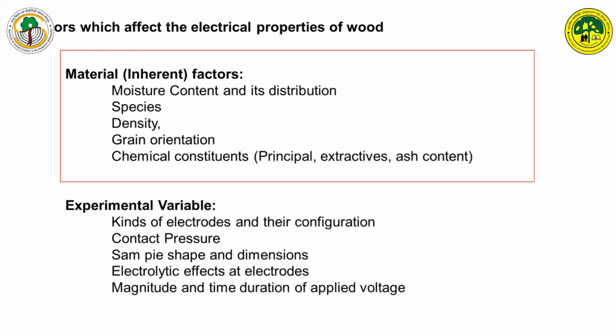The one is called the material parameters or material variables. In case of wood, the material variables can be moisture content, species, density, grain orientation, and chemical constituents. These are the main parameters which can affect the electrical properties of wood. And besides the material parameters, the experimental parameters, or external parameters, that can affect the electrical properties are the kind of electrodes used, the contact pressure, sample shape and dimensions, electrolytic effects, and the magnitude and time duration of applied voltage.